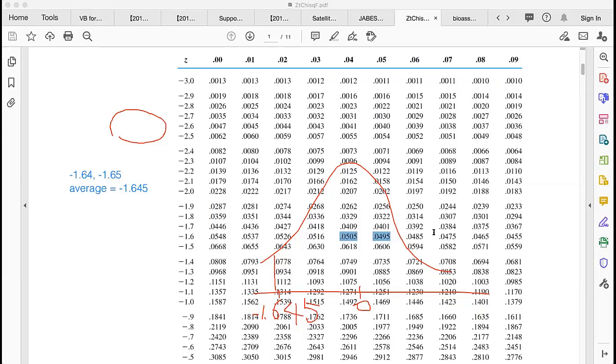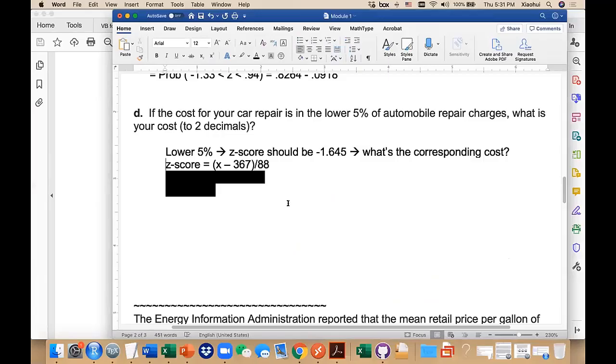Just by the way, we can't see the question. We're just looking at the z-table right now. Oh, really? Okay. How about now? There we go. Yeah. Great.